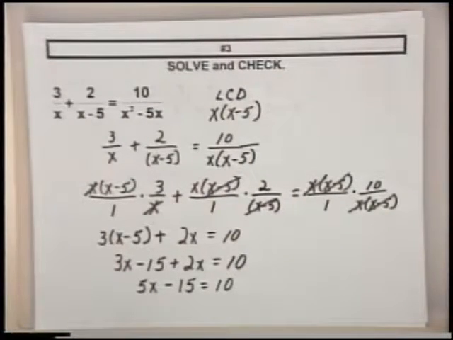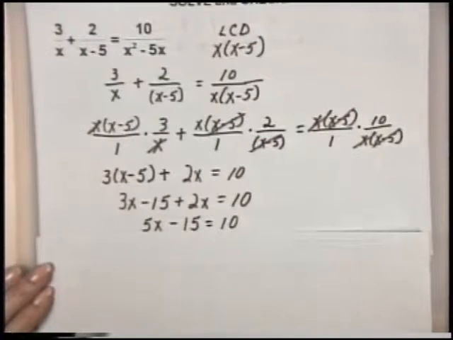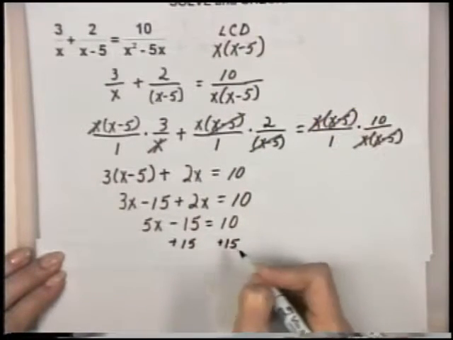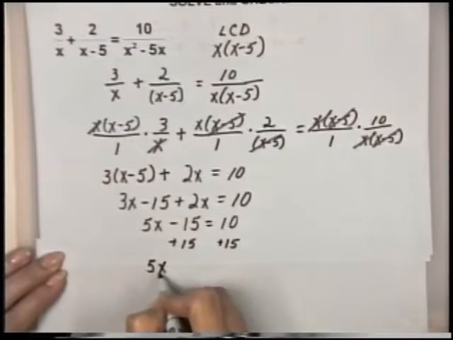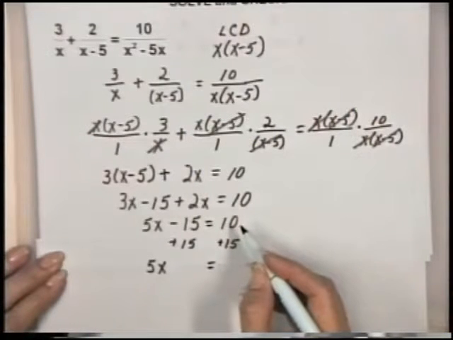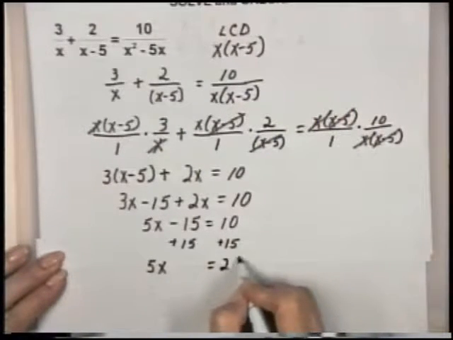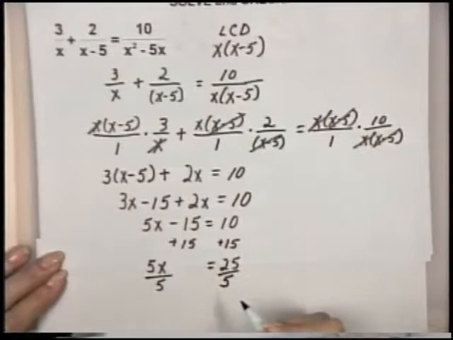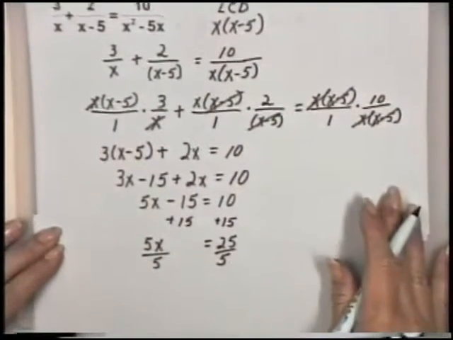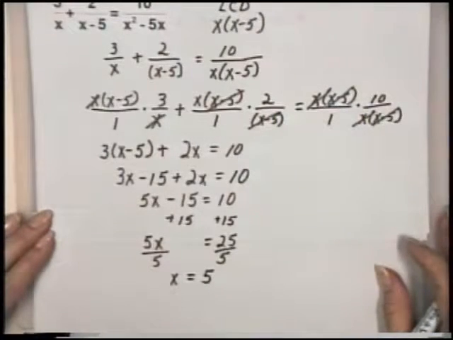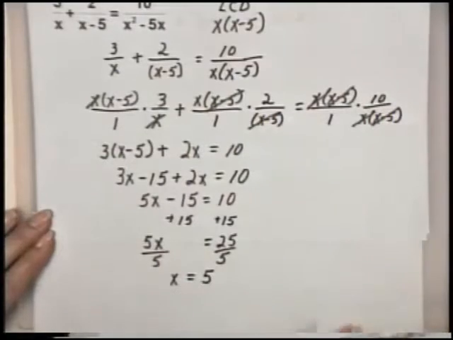I want to get the x by itself, so I want to get rid of that 15. Let's add 15 to both sides of this equation. The result is 5x equals, of course, minus 15 plus 15 is 0. On the other side of the equation, 10 plus 15 is 25. Let's divide both sides by 5. We get x equals 5. x equals 5 is the solution for the resulting equation.